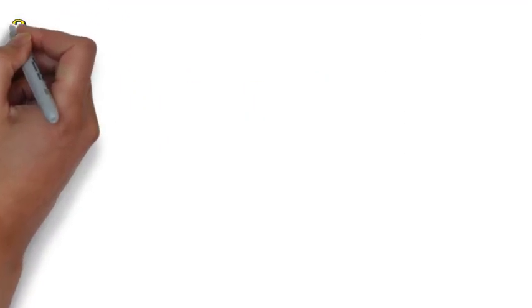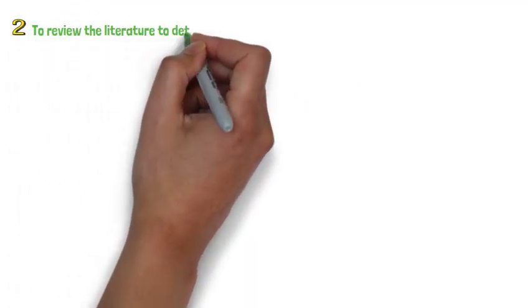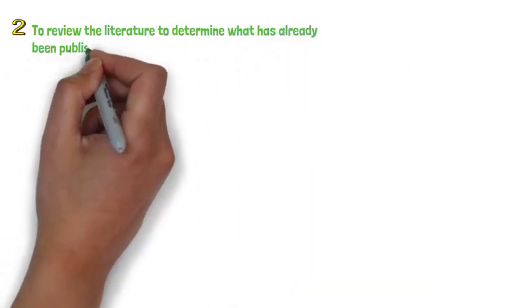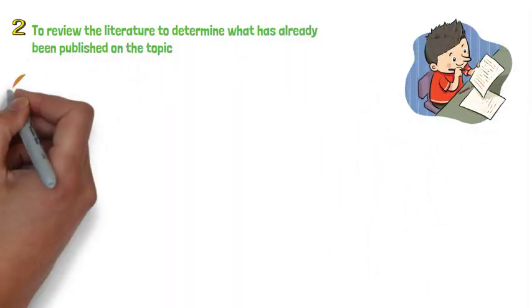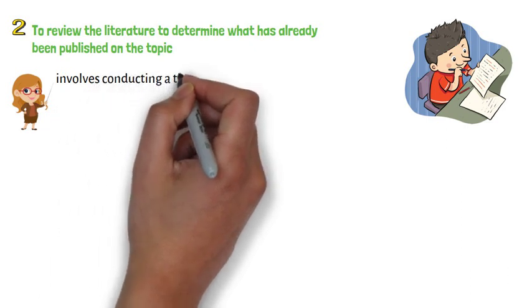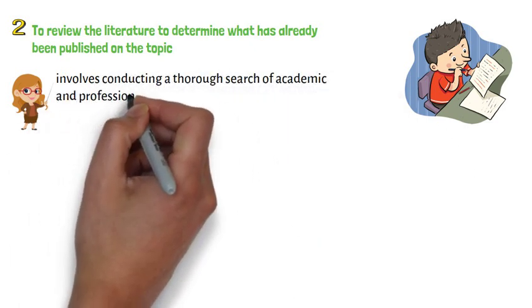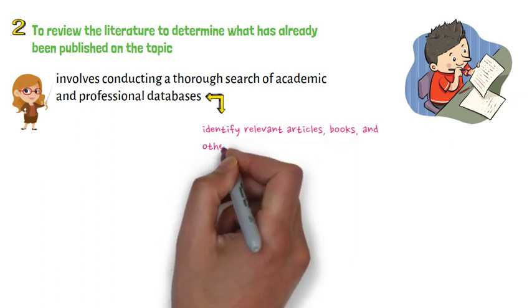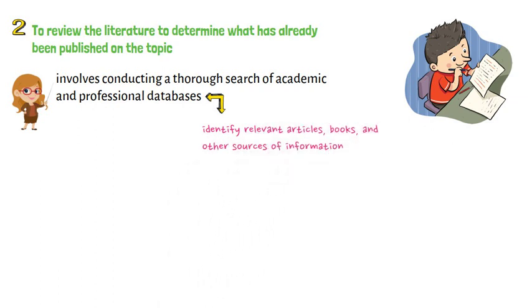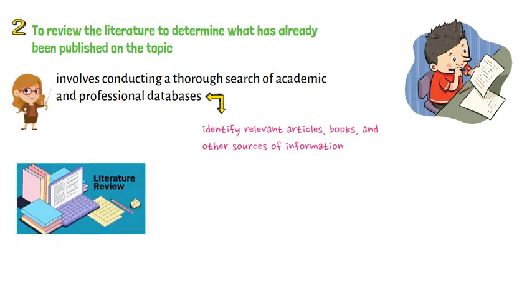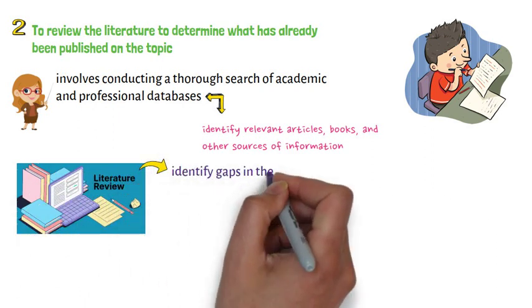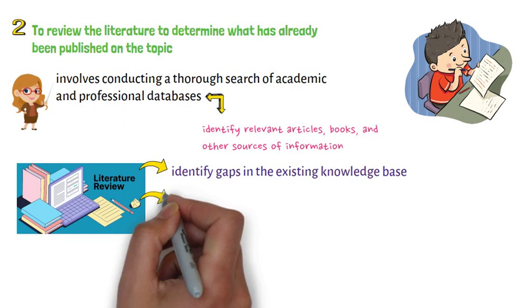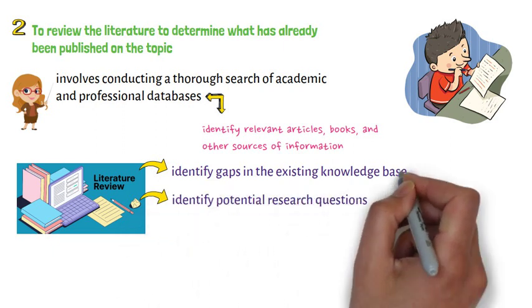The next step is to review the literature to determine what has already been published on the topic. This involves conducting a thorough search of academic and professional databases to identify relevant articles, books, and other sources of information. The purpose of the literature review is to identify gaps in the existing knowledge base and to identify potential research questions.